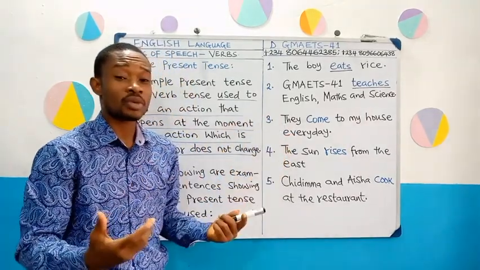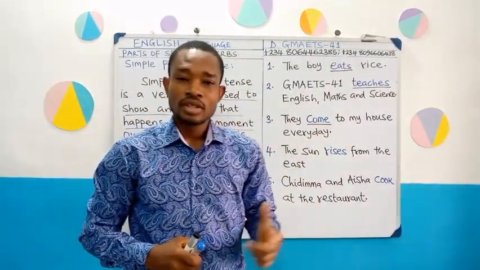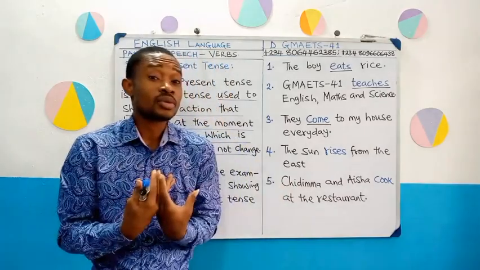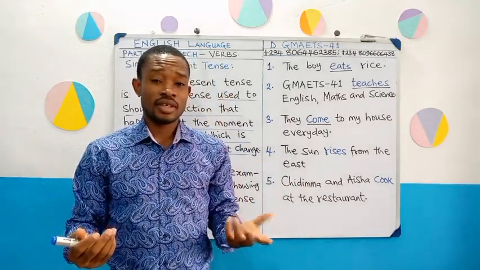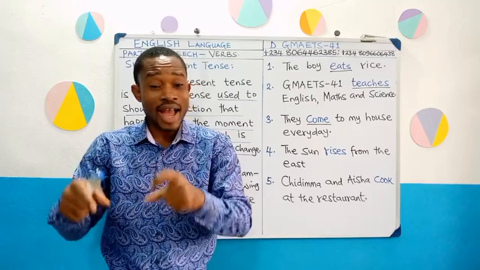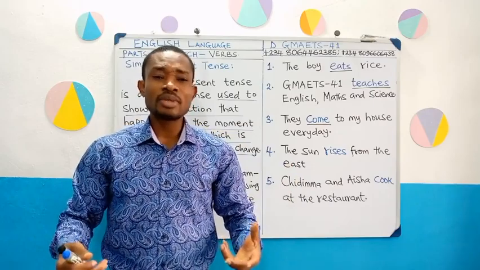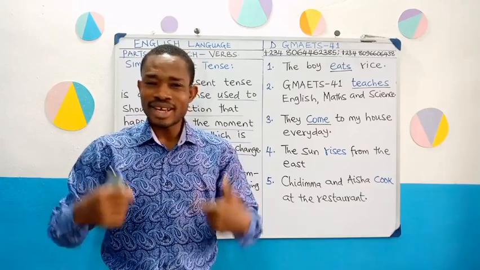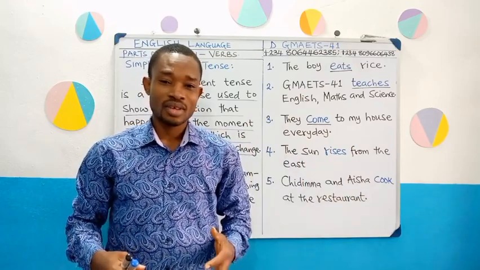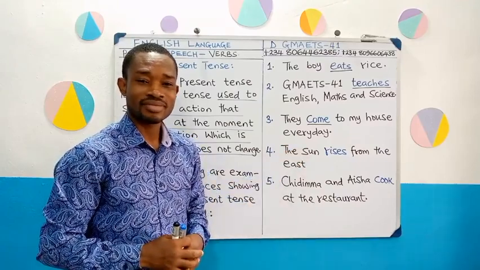Sentence number 3. They come to my house every day. The simple present tense there is come. So you are simply telling us that this group of people come to your house every day. It's possible that when you are making that statement, those people are already in your house. It's possible that they are not in your house even, but you are telling us that this is what these people do every day. They come to your house. So come here, as used in this sentence, is a simple present tense.